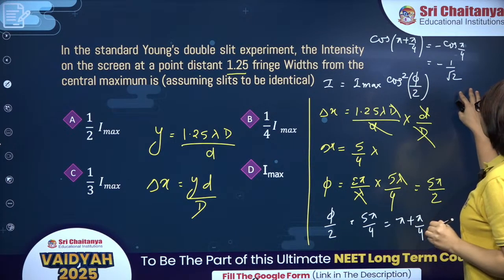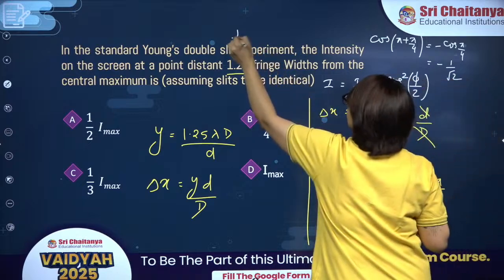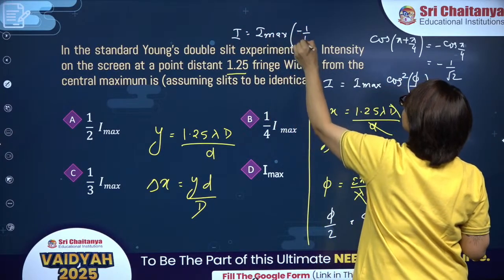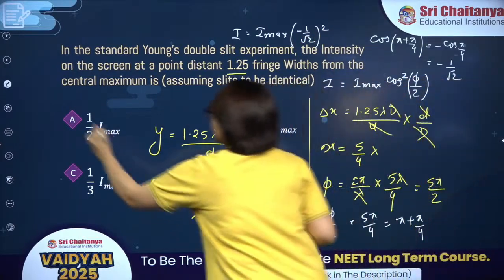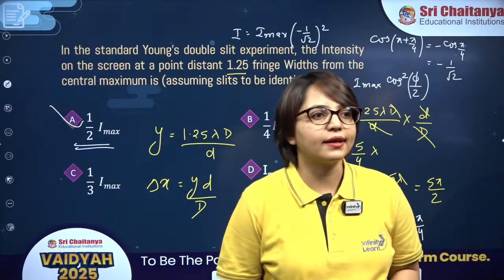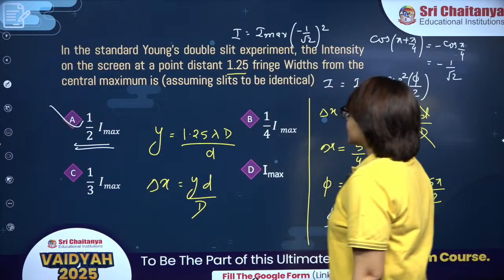Now you have to put the value of cos square phi by 2 in this expression. So I will be I max into (minus 1 by root 2) whole square, which will be I max divided by 2, which is option 1. Option 1 or option A is the correct answer. Well done guys. Good job everyone. Let's try the next question.